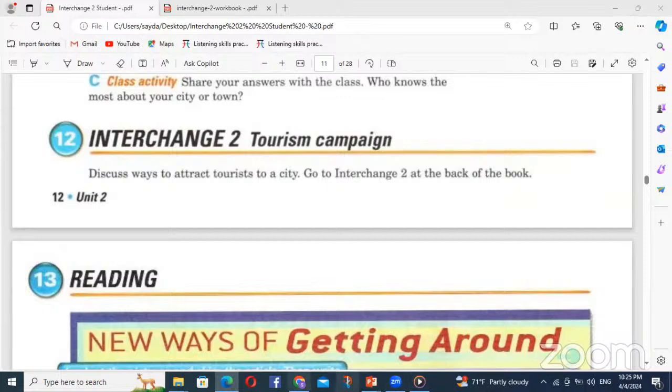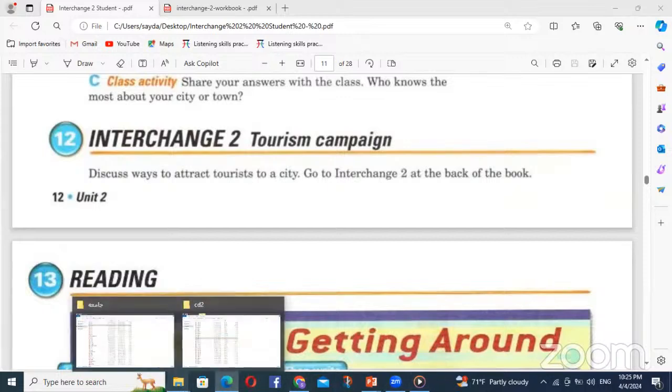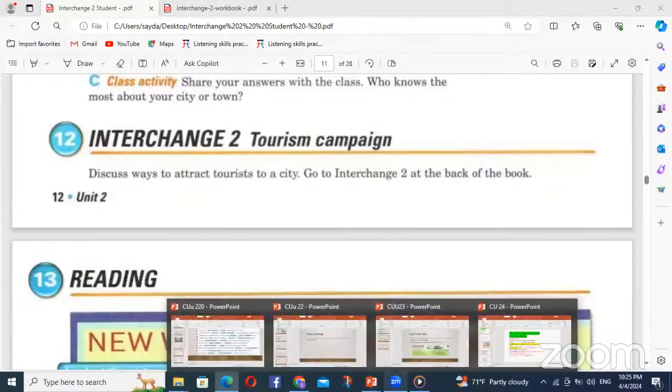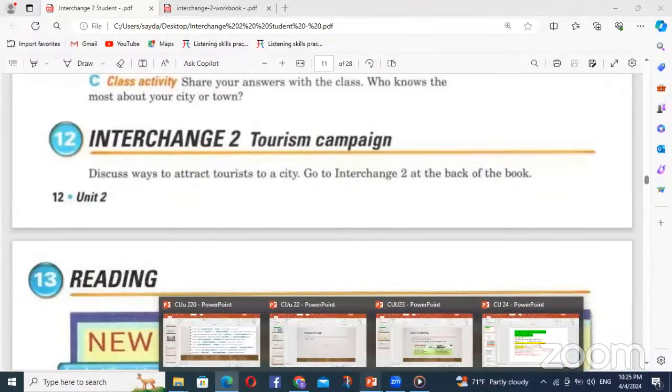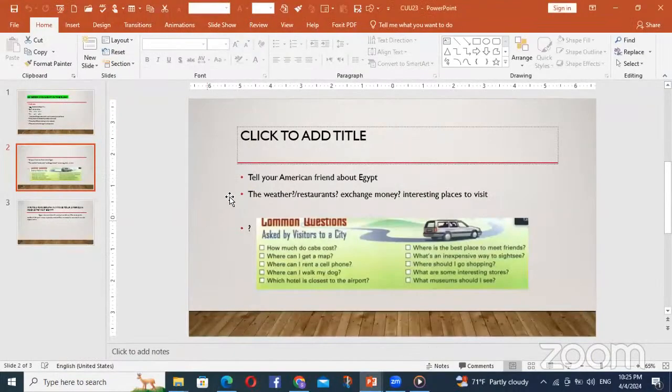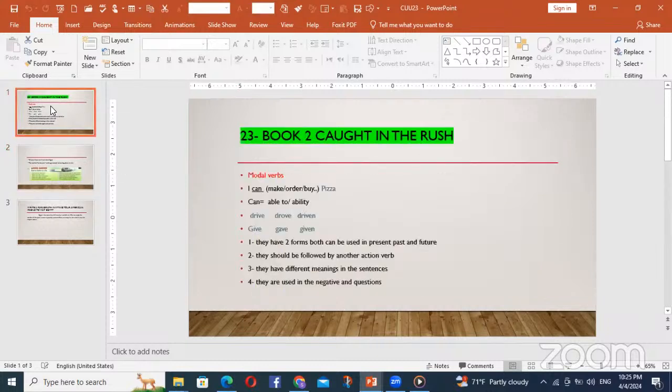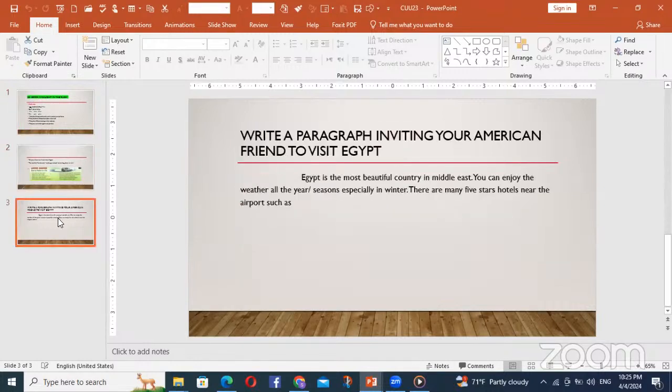It means that you are going to do a task now. What is a tourism campaign? You want to invite one of your friends to visit Egypt, okay? Tell your American friend about Egypt, the weather, a restaurant, exchange money, and interesting places to visit. Okay? So this is what we want to know. You are going to write a paragraph. Okay? The title is here: write a paragraph inviting your American friend to visit Egypt.